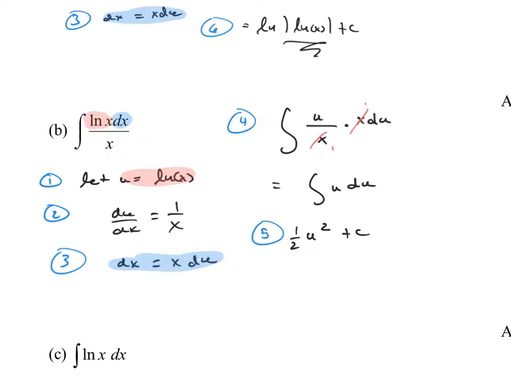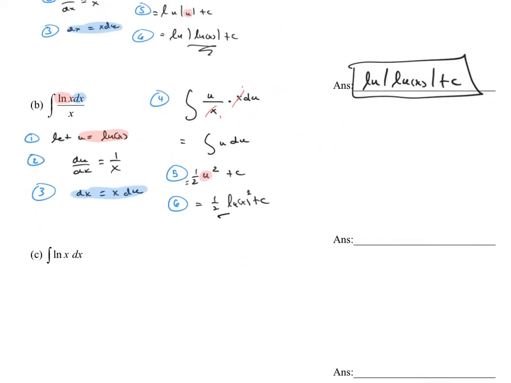The only thing to do left on that is to back substitute for u. So when we back substitute for u, that would be equal to 1/2 times u, which was the natural log of x, plus c. Sorry, that has to be squared, right? Natural log of x squared over 2 plus c. So that's our final answer on that problem. We have 1/2 times the natural log of x squared plus c.